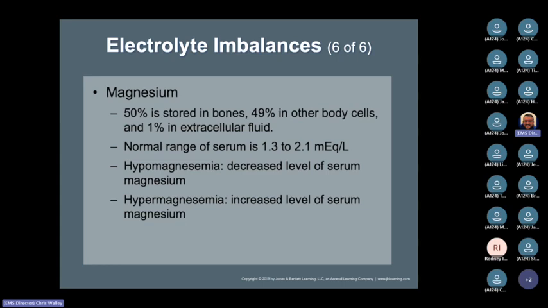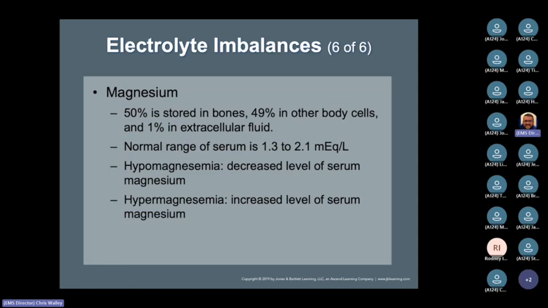Magnesium, 50% of the body's magnesium is in the bones, 49% in other body cells, and then that 1% is in our extracellular fluid. The normal range of magnesium found in our body is 1.3 to 2.1. Hypomagnesemia is a decreased level of serum magnesium caused by diminished magnesium absorption or intake, increased renal loss of magnesium, and miscellaneous causes such as diabetes, respiratory alkalosis, and then pregnancy.